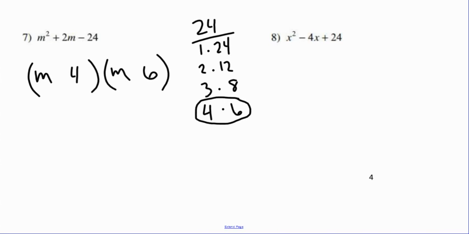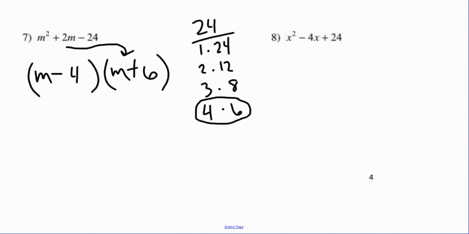Now think about where your signs, what sign goes where, right? So here I have a positive 2m I need, so that has to be with my bigger number. So my plus needs to be with my 6, and my minus needs to be with my 4.